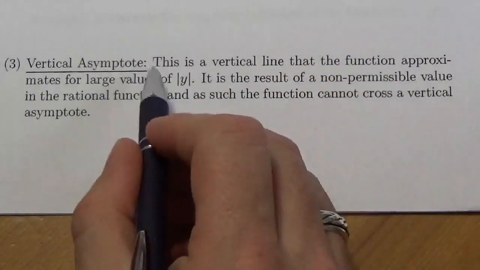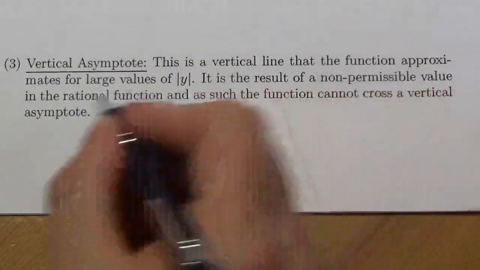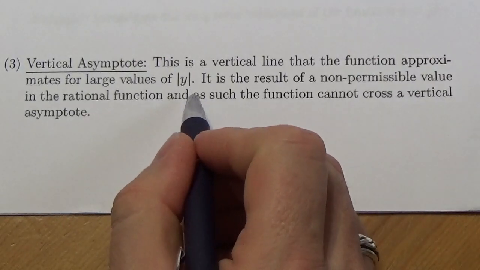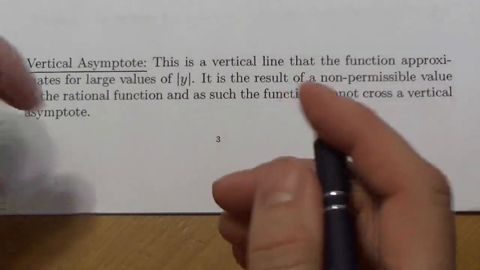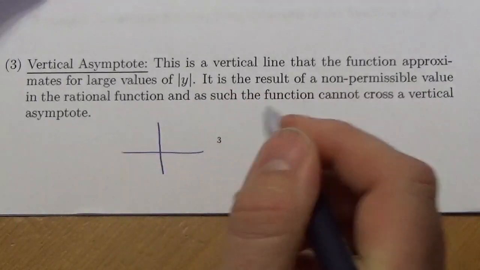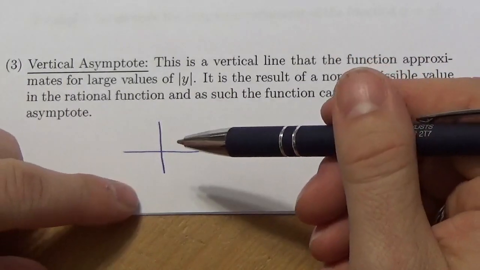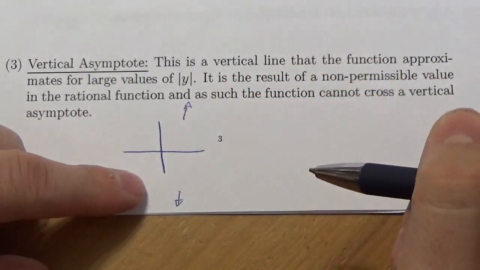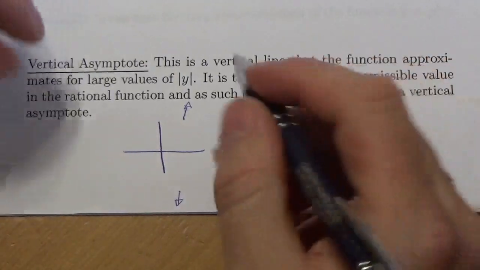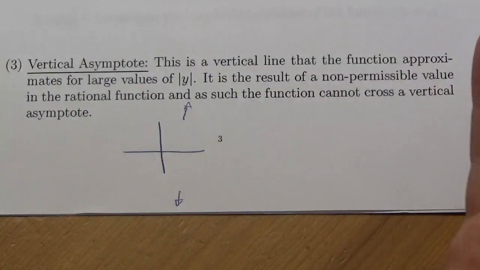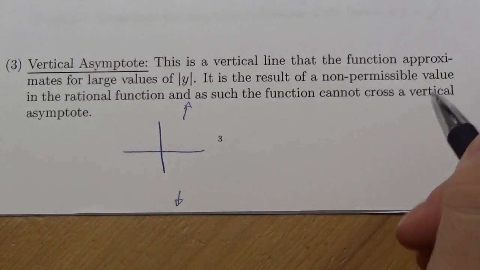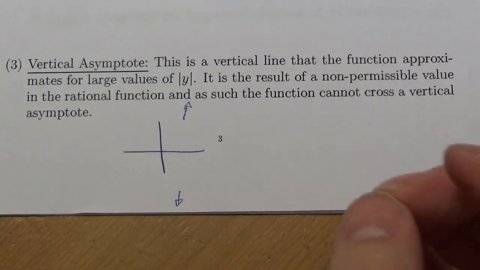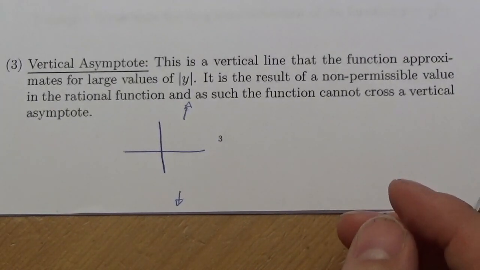So remember, a vertical asymptote is a vertical line that a function approximates for large values of the absolute value of y. Meaning that when you look at your coordinate plane, for a vertical asymptote, I'm looking at how the graph behaves when I go up really, really far or go down really, really far. So I'm moving quite a ways away from the origin and I'm watching the behavior of the function as this happens. If the function starts to get closer and closer to a very specific line, that line is what we would call the asymptote.